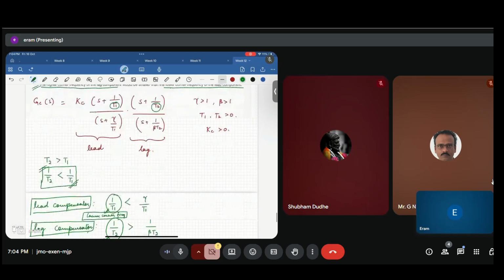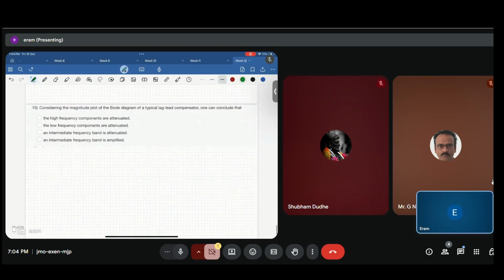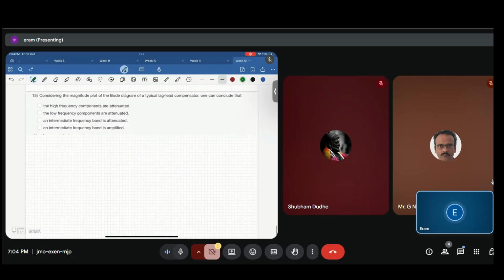Last option. Correct? Any confusion? No, ma'am. Okay. Now, related to the Bode diagram of lag lead compensator, what can we conclude? Does it act as a low pass filter or a high pass filter, or what type of frequency attenuation does it do?